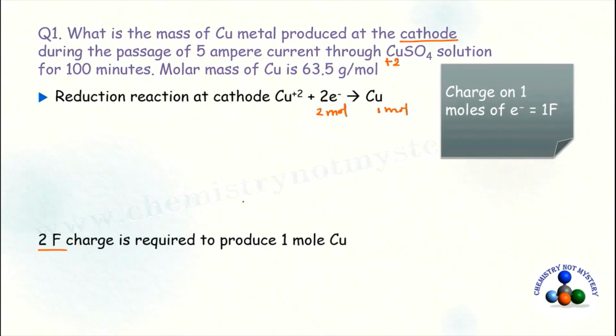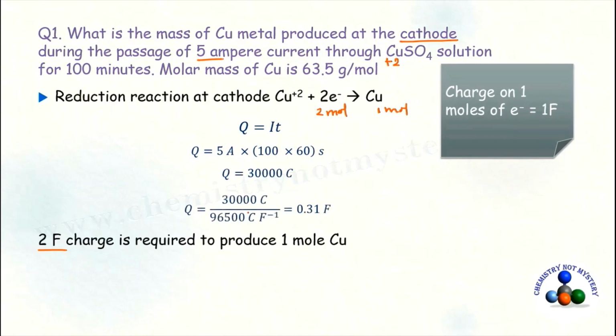So first of all you have to calculate the charge that passes through the copper sulfate solution. 5 ampere current is passed for 100 minutes and we know Q is equal to I into T, where I is the amount of current in ampere and T is the time in seconds. So here you will get 5 ampere multiplied by 100 multiplied by 60 seconds. When you solve it, you will get 30,000 coulombs. Now convert this coulomb into Faraday. 1 Faraday is equal to 96500 coulomb. So when you divide this amount of charge by 96500 coulomb, you will get 0.31 Faraday.